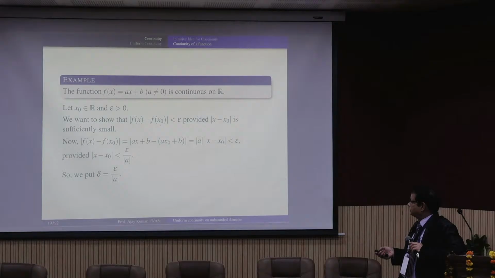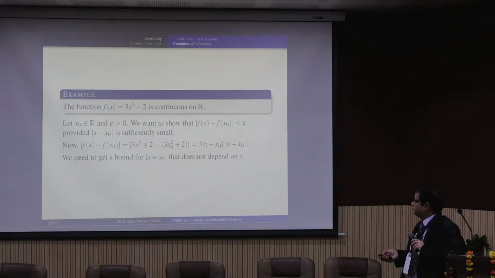So let us try to see it for a simple function. If you look at ax plus b, you can take your delta to be epsilon upon mod a. That is an easier thing. This is simple, but as the functions get complicated, it's a difficult job to compute delta. It's not easy. Just don't give an arbitrary function to your teacher and ask him to get the delta.